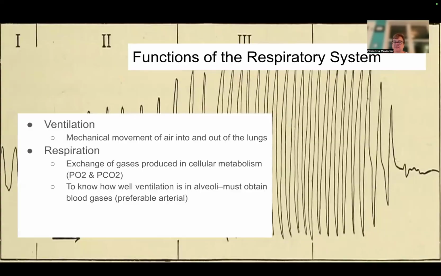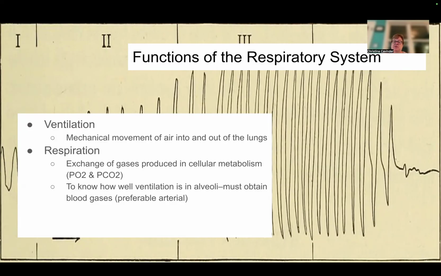So the first thing we have to talk about is the functions of the respiratory system. So there's two functions. They do go hand in hand. They work together, but they're not synonymous. They're not the same thing. So first of all, there's ventilation, and ventilation is the mechanical movement of air into and out of the lungs. That's just simply moving air in, air out. That's it. Respiration, though, is actually the exchange of gases at the cellular level.